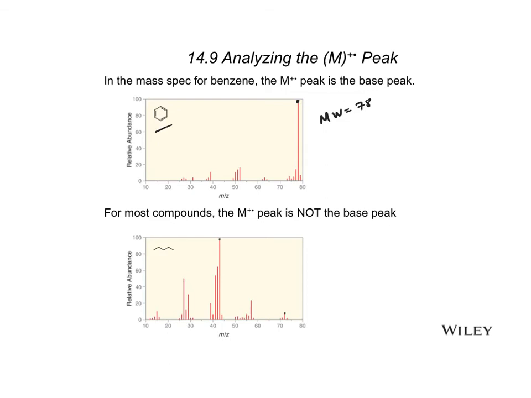Note though for pentane, pentane has a molecular weight of 72. For pentane, is the tallest peak the molecular ion? No, right? So the tallest peak, or the base peak, ends up being right here, at about 43, whereas the molecular ion ends up being way out here, at about 72, okay? So just note that the stability of that molecular ion is going to determine which peak is actually the base peak. It can be the base peak, but the base peak is not always going to be the molecular ion peak, okay? The molecular ion peak is always going to be the largest mass to charge ratio.